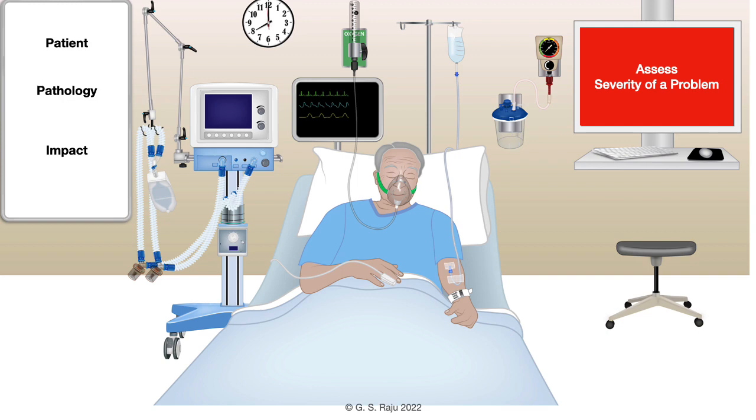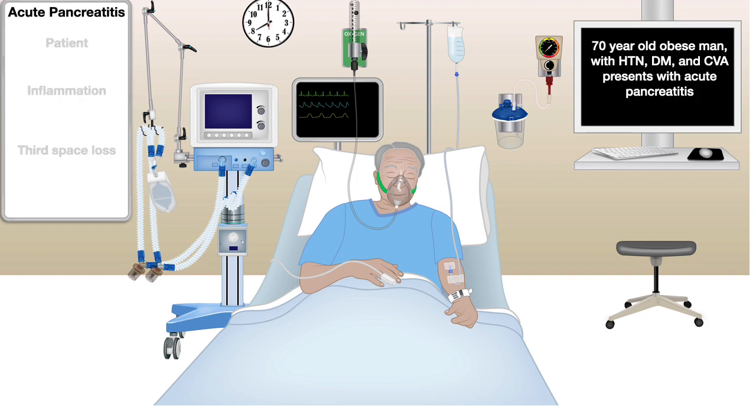So keep this in mind, whether it's acute pancreatitis or pneumonia or a heart attack, it all boils down to who is getting affected, what is the problem, and what is the impact of that problem on other organs. So let us now focus on acute pancreatitis.